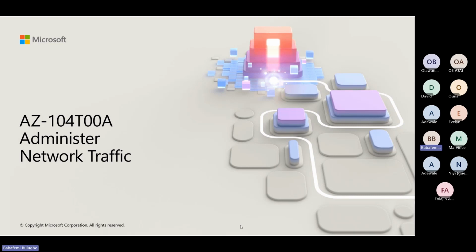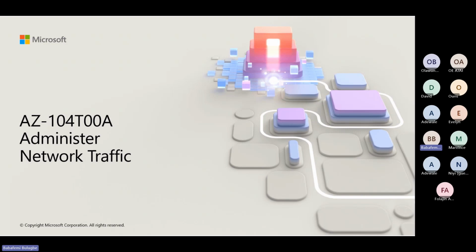We're going to be looking at how to administer network traffic. In the last class, we talked about the VNet creation. We talked about what are some of the things you need to know when you want to extend your virtual network in Azure to the on-premises environment. And that's what we discussed the last time, where we discussed the VNet pairing.